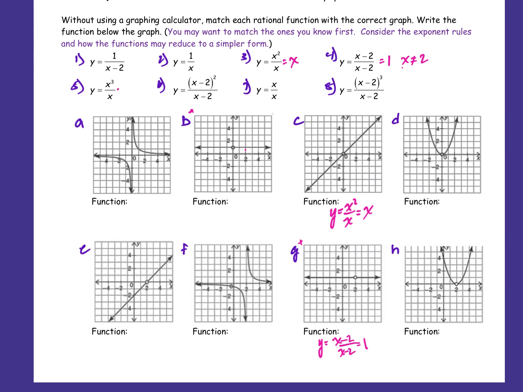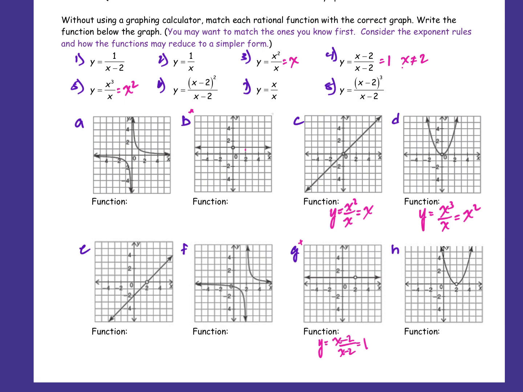5 is going to be, I can simplify 5 to x squared, and I know that x squared is a U shape, right? So x squared is a U shape. So it's either D or H, and since it's not adding or subtracting anything, it's D because I'm not shifting it anywhere. So y equals x cubed over x, which equals x squared, right?